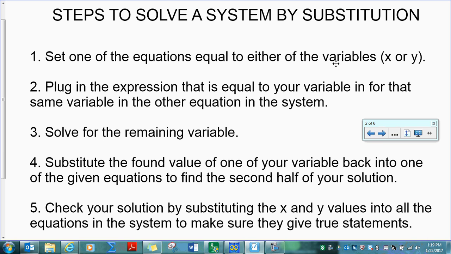You guys have already been used to setting it to y to look like slope-intercept form, so that might be your preference. But if it's easier to get x by itself, go ahead and get x by itself then. Okay? Once you have that equation with a variable by itself, you're going to plug in the expression that that variable equals into that variable in the other equation, if that makes sense. So plug in the expression that is equal to your variable in for the same variable in the other equation. Don't plug it back into that equation you were just working off of. It doesn't help you. Okay?